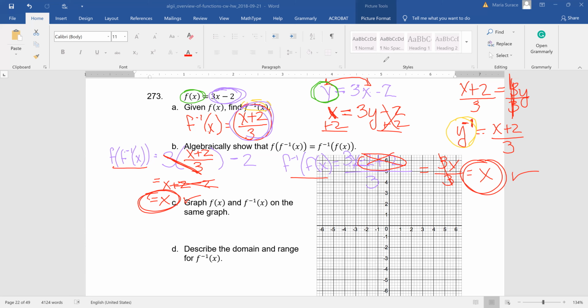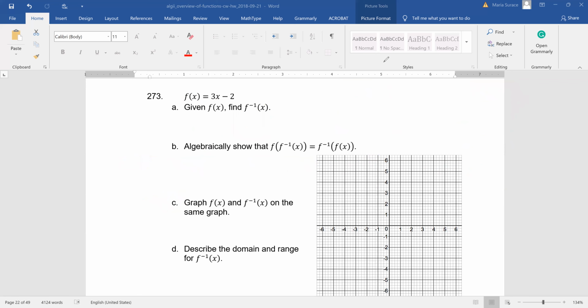Okay, let's move on to part C. I'm going to clear the drawings right now so that you can see these a little bit more clearly. All right. We had f inverse here was x plus 2 divided by 3. So now it wants us to graph the two lines. I'm going to first graph the function 3x minus 2. So I know I need to start at negative 2 on the y-axis, and my slope is up 3 over 1. So there's the graph of f of x, and you need to label it as f of x.